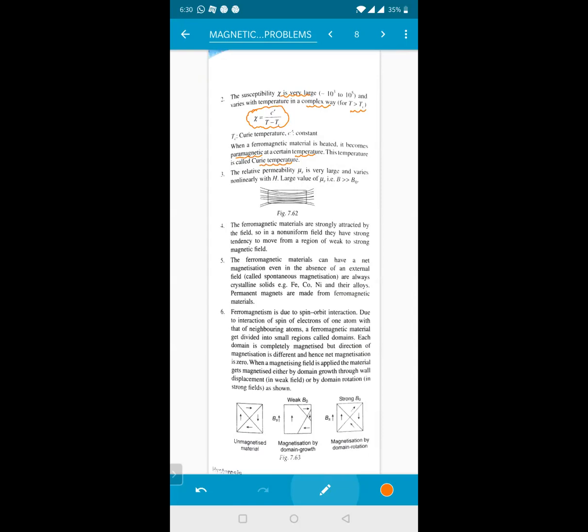Yeah, exactly. The first one, it is not depending on temperature. Second one is inversely proportional to temperature. And here susceptibility is inversely proportional to T minus TC. The relative permeability here is very large and it varies non-linearly with your H. That means mu R value is very large, which means the value is much greater than your external magnetic field. That is the reason more crowded magnetic lines of field will be passing through the material. So it is strongly magnetized.